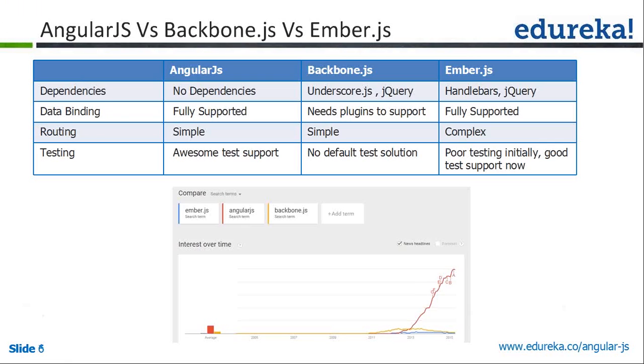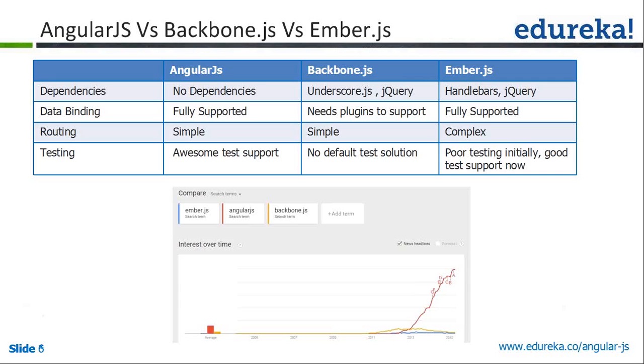AngularJS doesn't need any other dependencies. If you see Backbone.js or Ember.js, it needs jQuery, Underscore.js and Handlebars.js. But in AngularJS, there is no dependency. It will work alone in your application. Whenever you want to build a client-side application, you can have only this AngularJS plugin itself. That's more than enough.